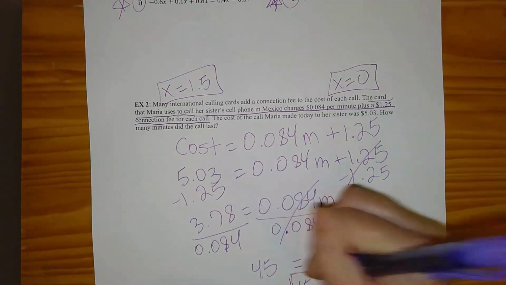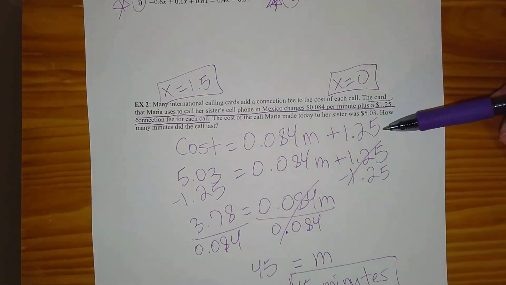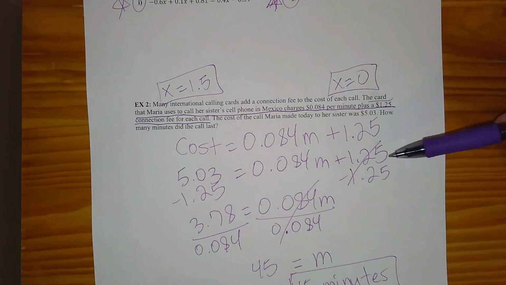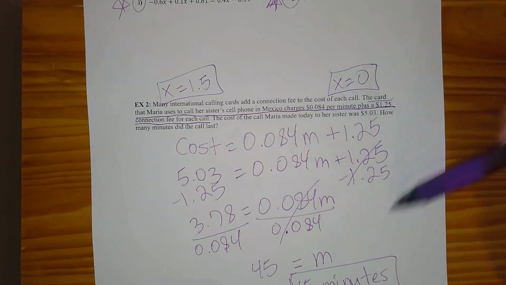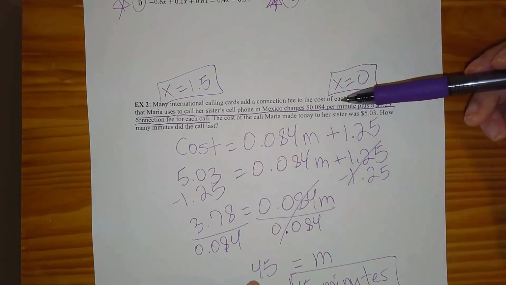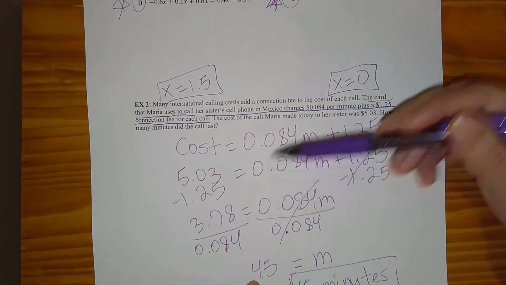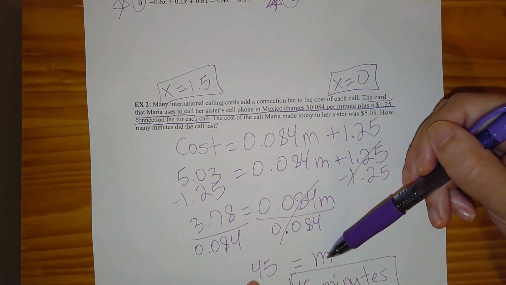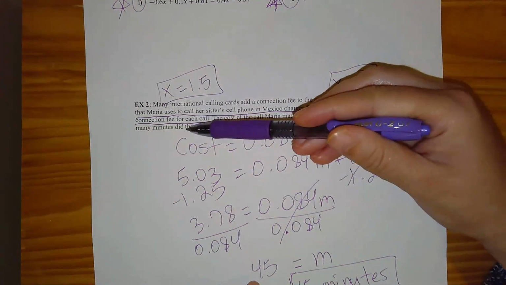And that's it. So with these, if you noticed, I always made my equation first, substituted what I knew, and then I could solve. And I made sure that the thing I solved for actually answered the question. So I wanted to solve for m because that was the number of minutes for the call and answers the question.